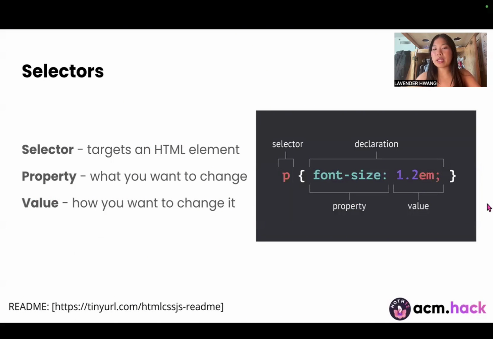So I have this example right here. This P selector is going to select all paragraph elements in my HTML, and then my property is what I want to change, right? So I want to change my font size, and then how I want to change it, I want to set them all to 1.2 em. And em is just a measurement unit. You don't really need to know it right now, but basically it's just a specific size, right? I want to set all my paragraphs' font size to this size. This is essentially what this whole little block says.